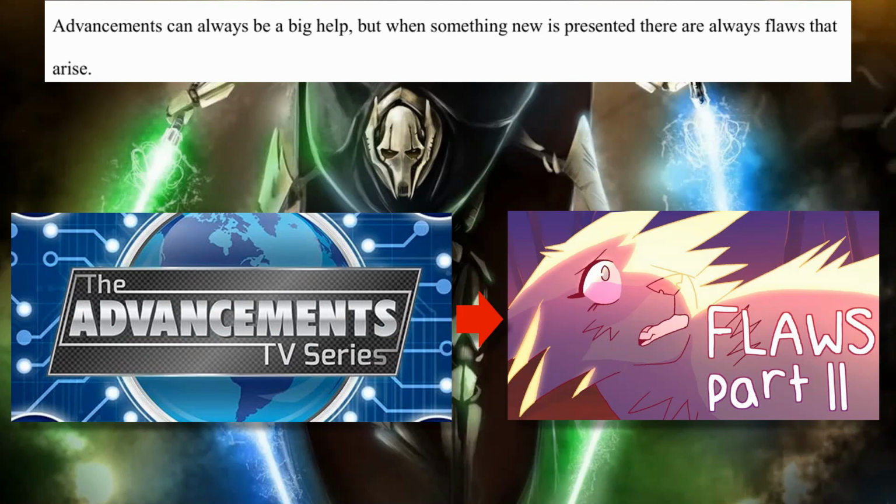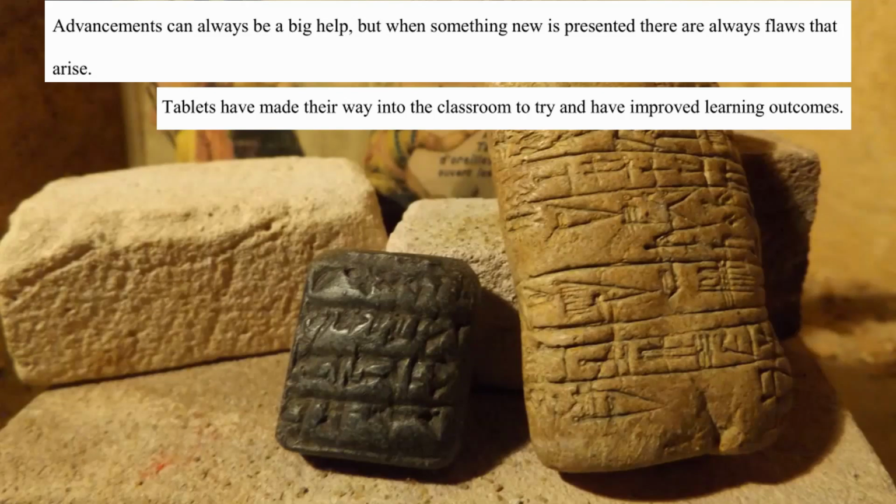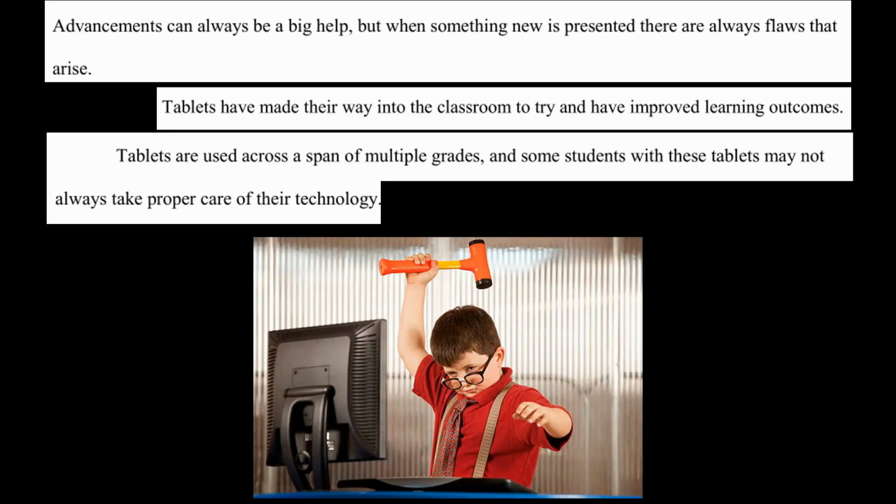Meanwhile, let's just move on to the next topic sentence. "Tablets have made their way into the classroom to try and have improved learning outcomes." Yeah, I tripped over the language there because that language there ain't great. Tablets are the subject, okay. They haven't made their way into the classrooms on their own. Do the tablets try to improve learning outcomes? Have they improved learning outcomes? Those are different kinds of claims.